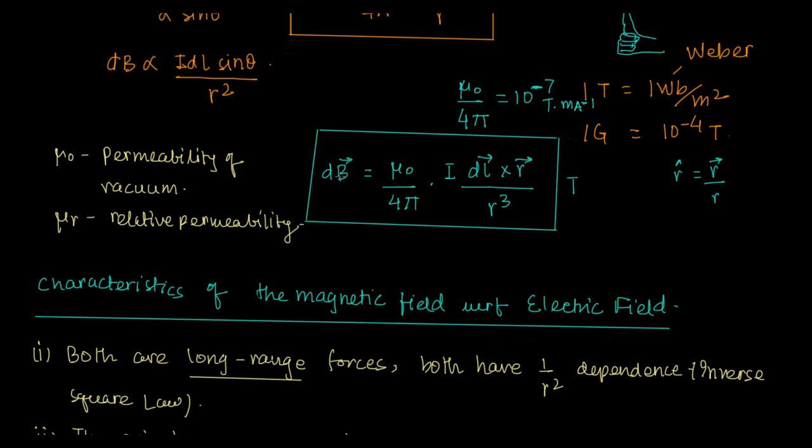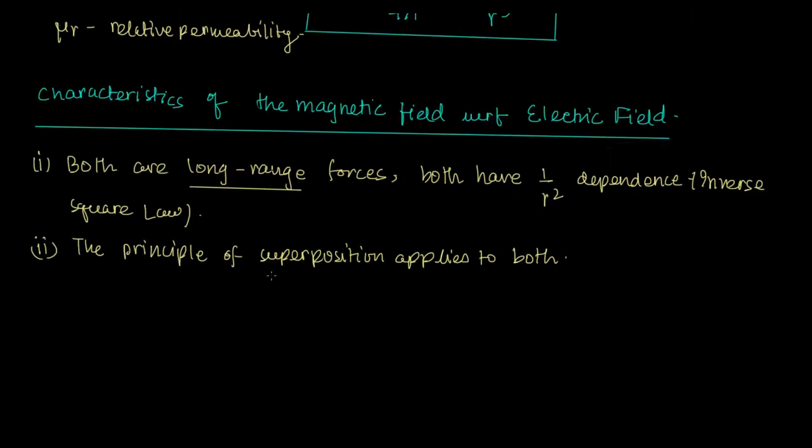If you are using any medium, then instead of mu naught, you'll be using this. And for vacuum, mu r is equal to 1, just like the permittivity, epsilon r, that you had already seen. It's exactly that. Now, the principle of superposition applies to both.